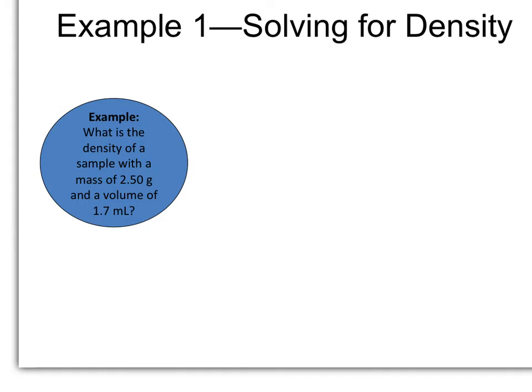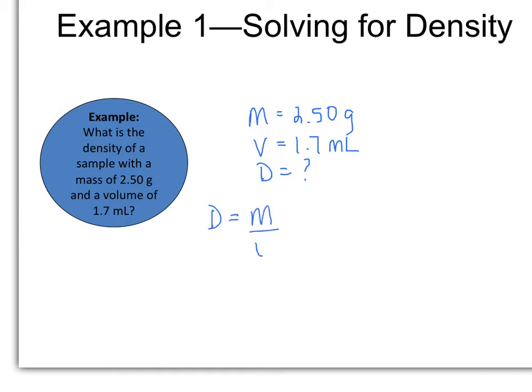Let's do a couple of problems. Example 1 is asking to solve for density. You have a sample with a mass of 2.50 grams and a volume of 1.7 milliliters. So we're going to use the equation D is equal to m over v, and we'll substitute in the values for the variable. So 2.50 over 1.7 milliliters.